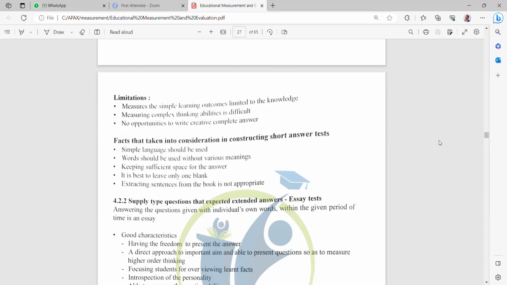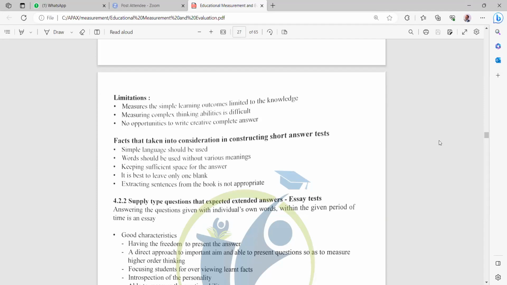So we need to keep sufficient space for the answers. Give answers space within the paper, on the paper itself. It is best to leave only one blank, right? So in some cases, we break it into separate parts. If we expect about 2-3 word answers, in some cases to help the candidate, we put 2-3 blanks. Right? But it says that it's advisable, that it's best to leave only one blank.